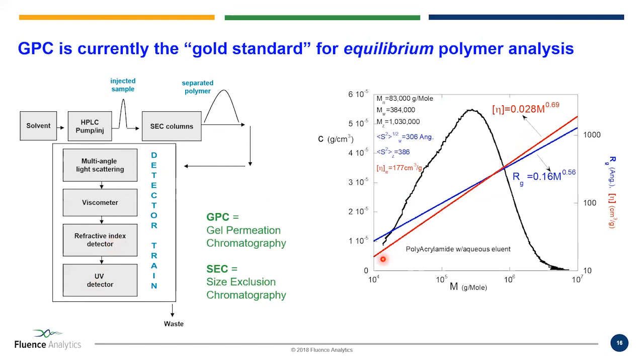So a complete multi-angle chromatogram might look something like this, where you have the molecular weight distribution, which we already discussed. This is a pretty broad one. And we have the radius of gyration in blue with this exponent, thanks to our multi-angle light scattering, and then the viscosity Mark-Houwink relationship with its own exponent, thanks to the viscometer.